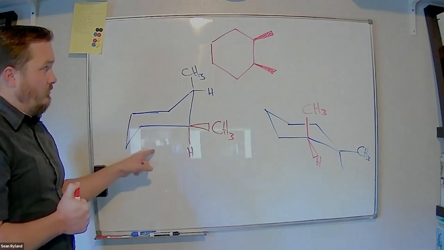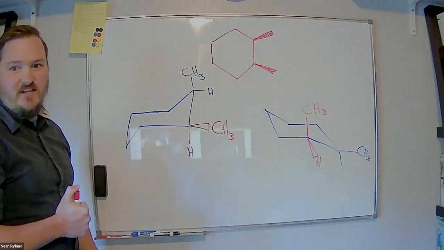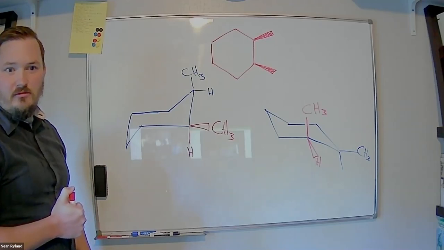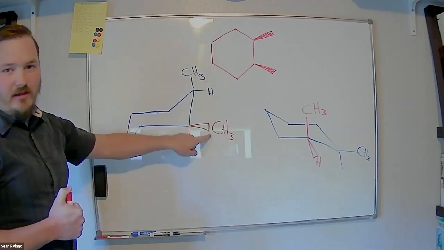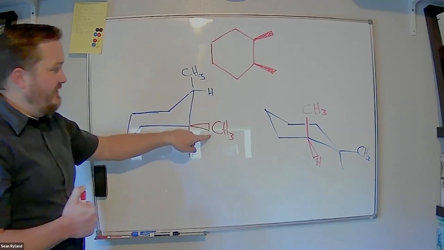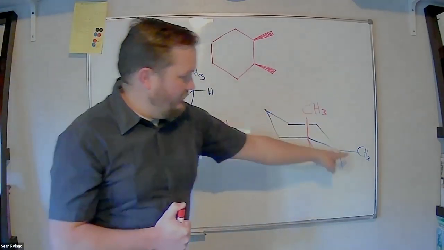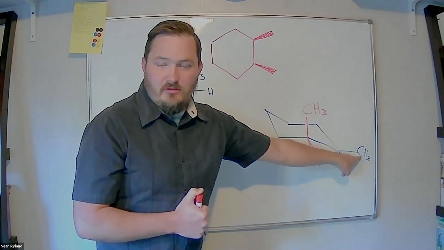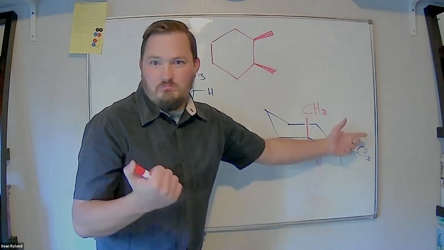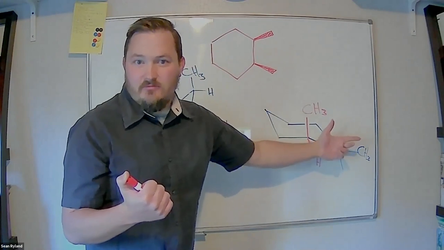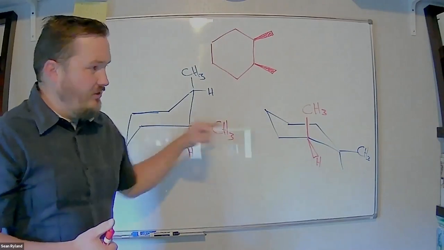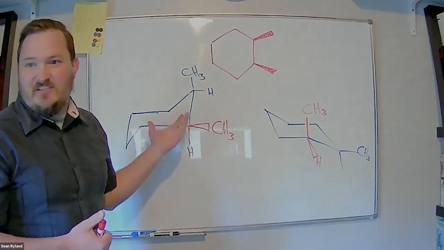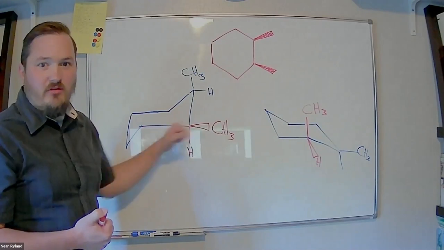So, is one of these significantly more stable than the other form? We went from having a methyl in the axial and a methyl in the equatorial to having a methyl in the axial and a methyl in the equatorial. Should be identical, right? Yeah, these two conformers, we can draw them differently, but they have the same energy. So neither of these is favored.